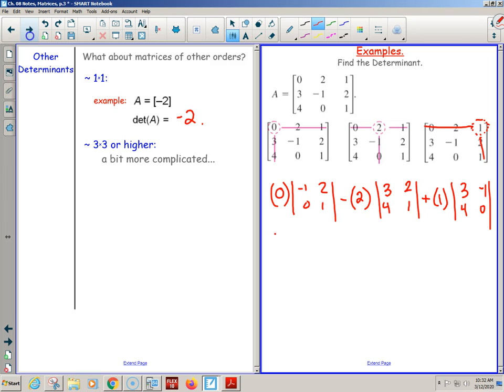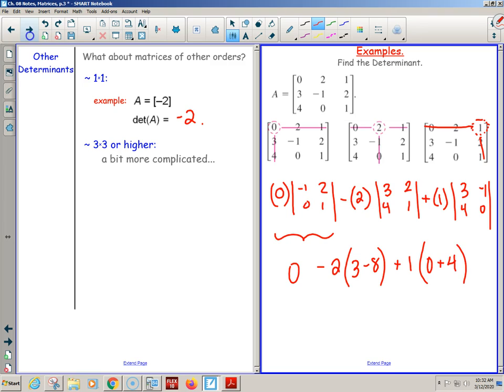The nice thing is 0 times anything, I like those because they just go away. This one, well, I'm going to have a 2 times, now I need main minus opposite, so 3 minus 8. I'll get back to it in a second. Plus 1 times main minus opposite, 0 minus negative 4.